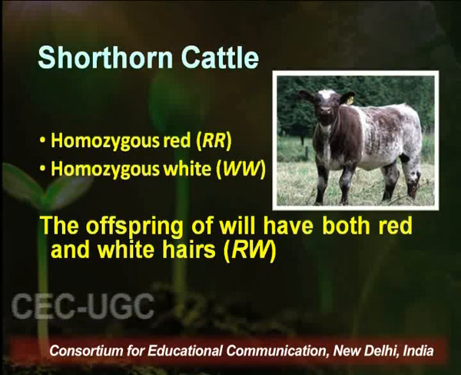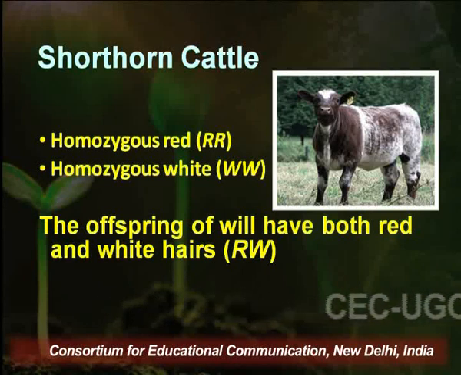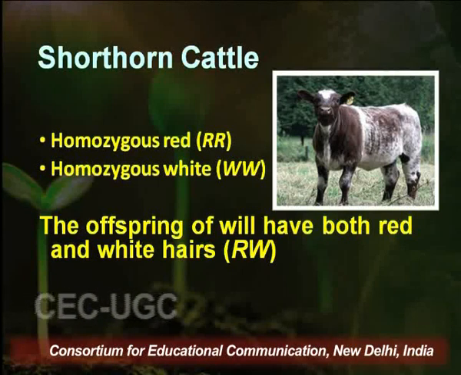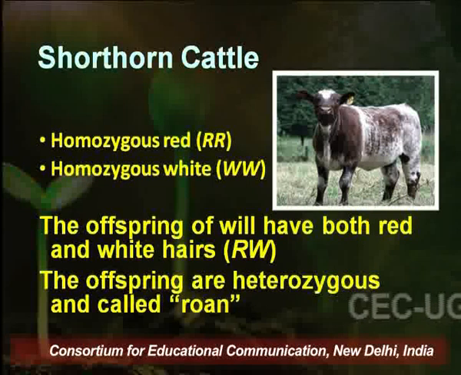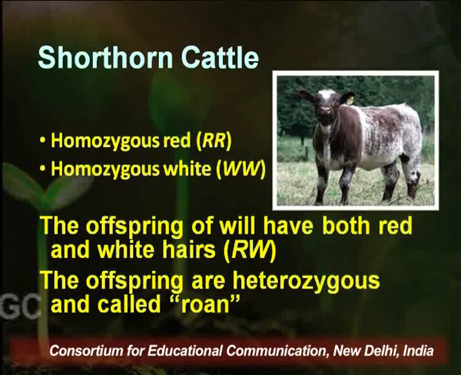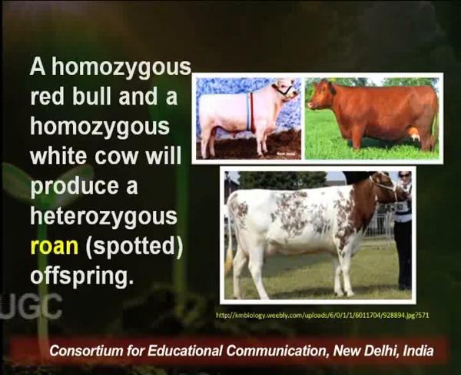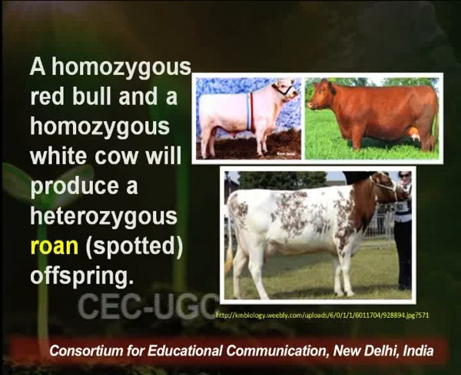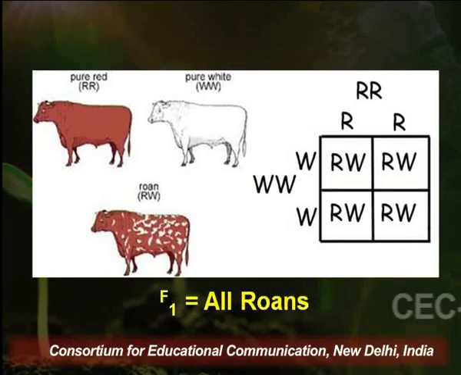Now, this would not be a mixture of red and white in terms of pink. It would be red and white. In other words, it could be white with red patches, or the opposite, that is red with white patches. So, this roan is in fact heterozygous, which represents the characters of both the parents. Likewise, a homozygous red bull and a homozygous white cow would produce a roan, that is a spotted offspring. Let us look at the checkerboards of these crosses.